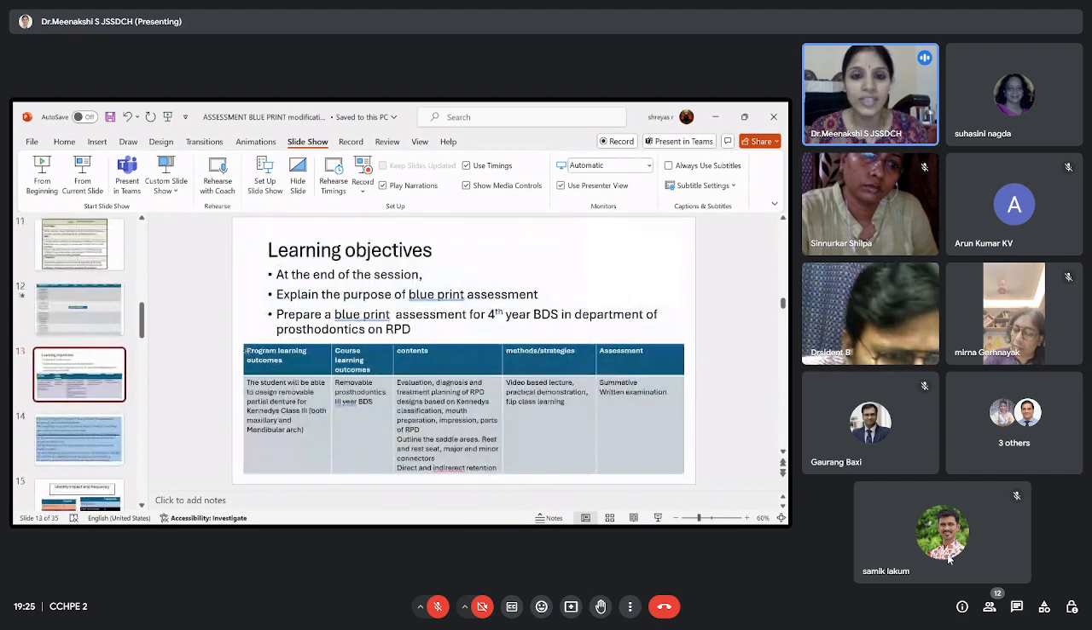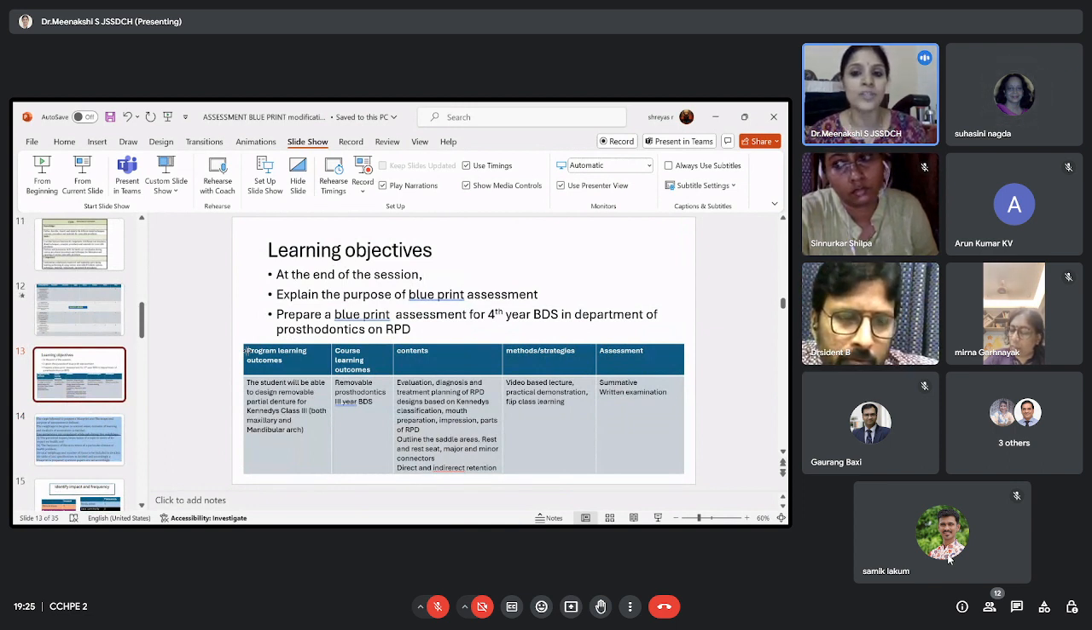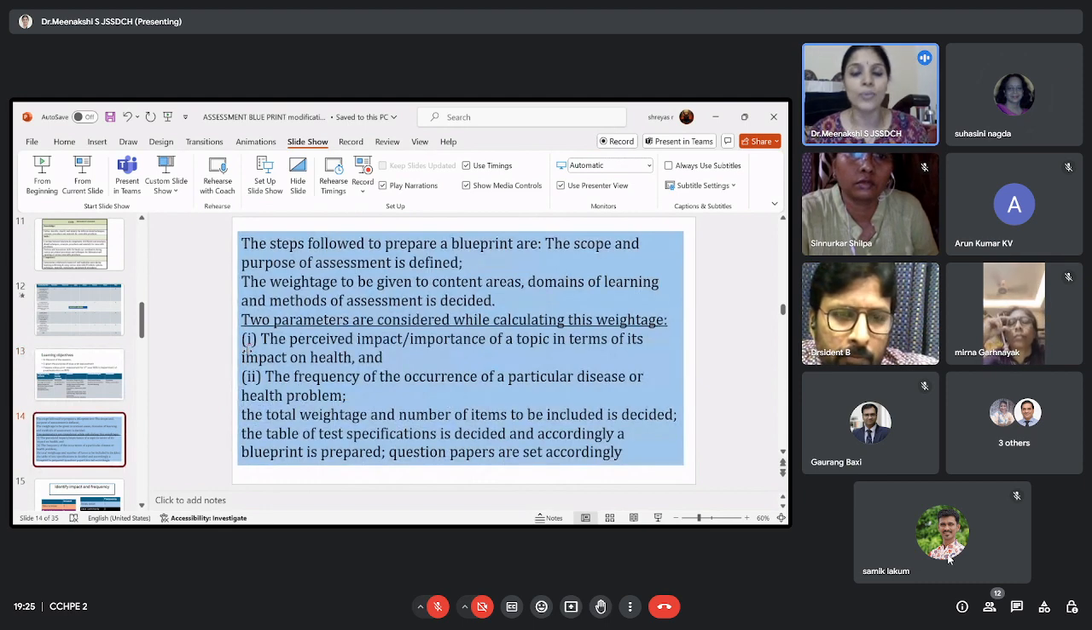This is the learning objective for today's session: we need to know how to do a blueprint assessment. Here we are to prepare a blueprint assessment for 4th year BDS students for removable partial dentures. Before we fabricate a blueprint assessment, there are two important things: one is the impact, the other is the frequency, and what the questions are which we need to know. Based on the impact and frequency of questions comes the weightage: how many marks will the chapters carry?